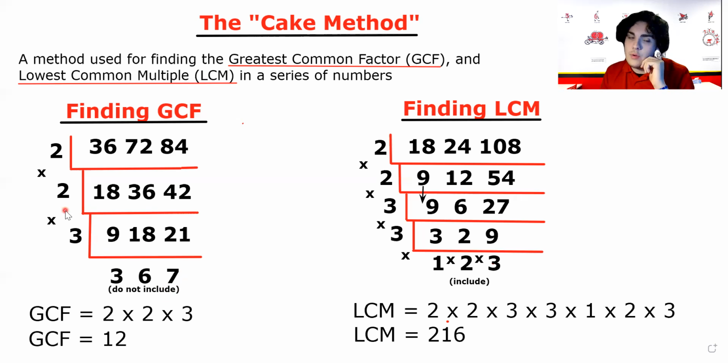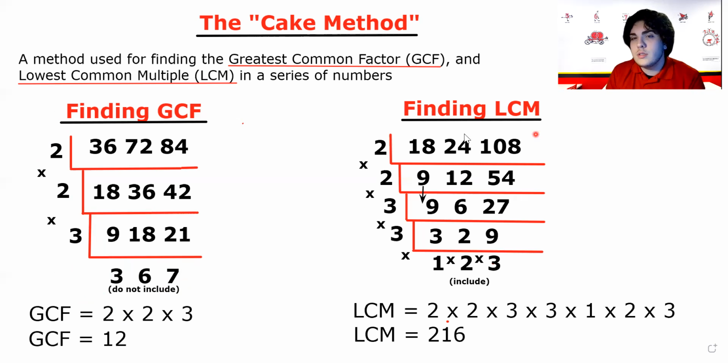So what I'm going to do now is multiply all of the numbers which I wrote on the outside. I'm not going to worry about the numbers down here. That's used for lowest common multiple. Only the numbers on the outside when we're talking about greatest common factor. So the greatest common factor, 2 times 2 times 3, that's equal to 12.